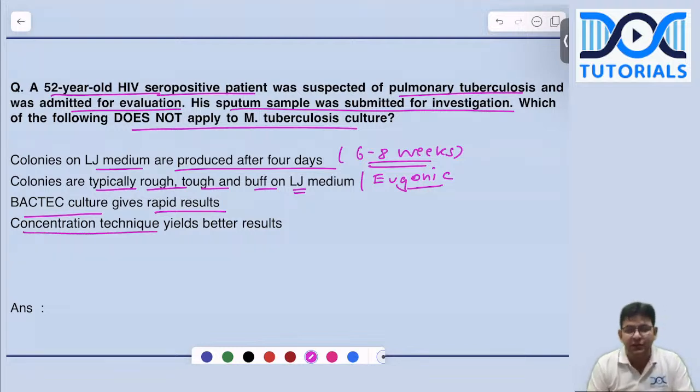Concentration techniques, which are what? Petroff's, NALC (N-acetylcysteine, NaOH and HCl), Petroff's method. They yield better results, no doubt in that. They change the thick sputum into thin sputum.